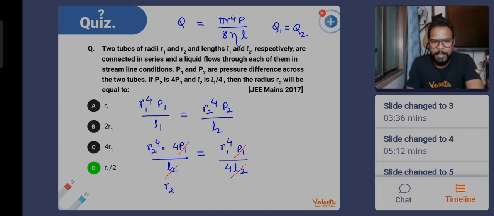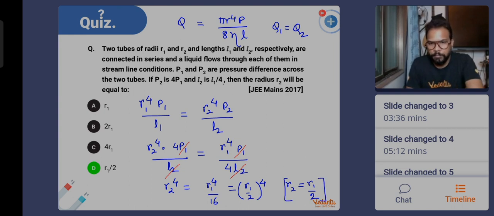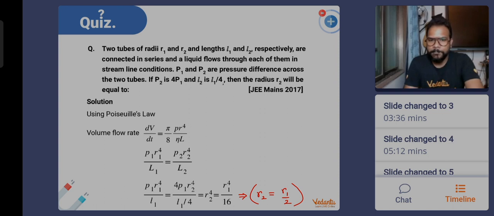What do I see here? I see that R2 to the power 4 is R1 to the power 4 by 16. That's what it is, correct? Which we can say is R1 by 2 to the power 4. Right, everybody? So R2 is half of R1. Easy it was? Great, nice. Okay, everybody. Absolutely, radius has to be small.